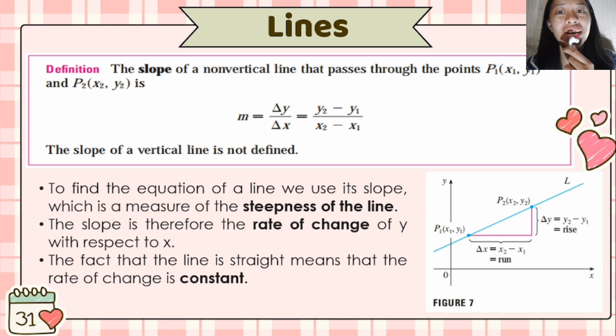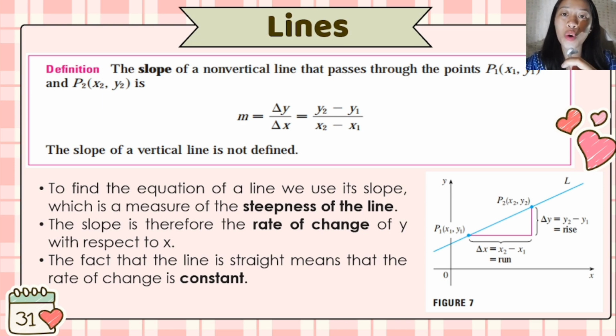Now, here's something interesting. The slope of a vertical line is actually undefined. It is because the denominator in our formula, x sub 2 minus x sub 1, becomes 0. And dividing by 0 is not possible in mathematics, meaning it's undefined. To find the equation of a line, we use its slope, which is a measure of the steepness of a line. So the slope is therefore the rate of change of y with respect to x.